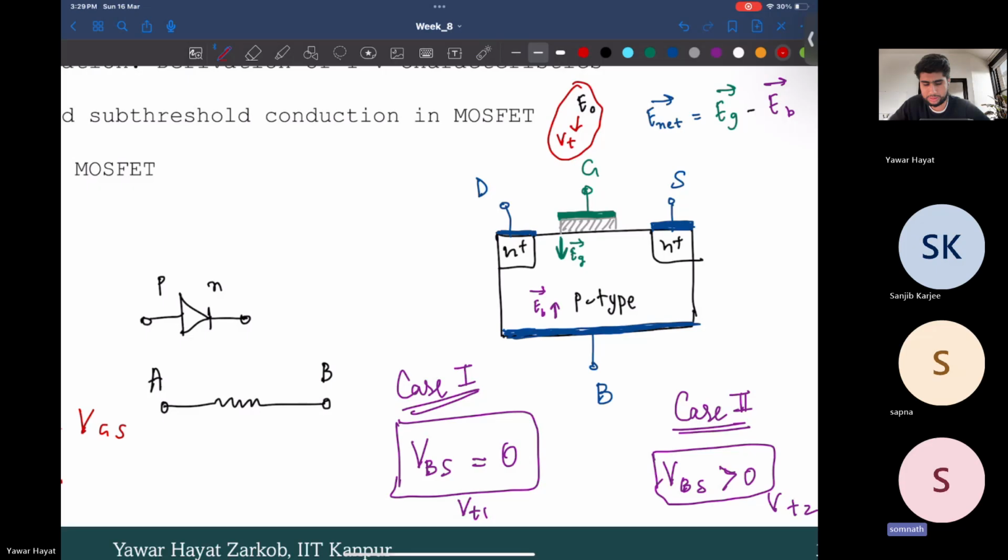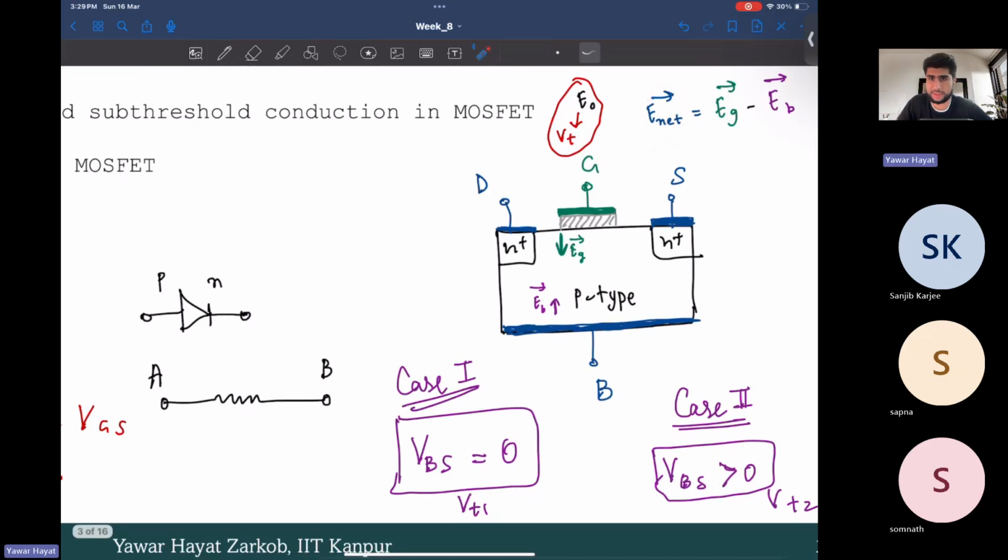The last sentence one more time, sir. Okay, I'll repeat. E net equals EG minus EB. So the inversion channel will be formed at a particular gate voltage, right? At a particular field, because we have competing fields, right? So let's talk in terms of E net. Your inversion channel will be formed for a particular value of E net. And I'm saying let that E net be E naught. At E naught, I'll have inversion and that would mark my threshold voltage, right?